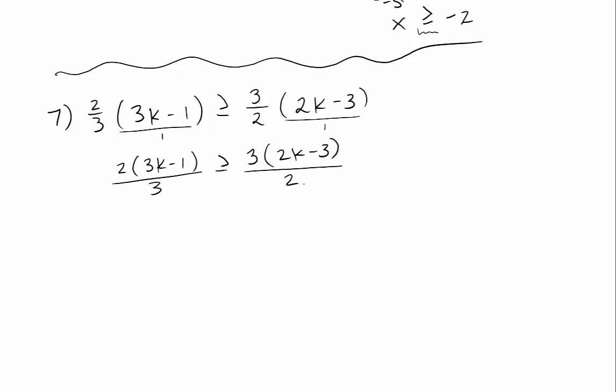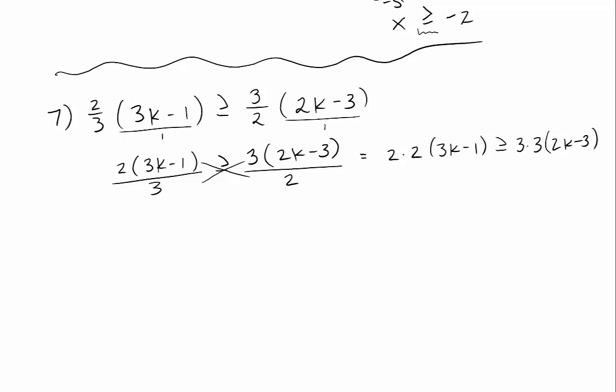And if you remember from before, we could cross multiply. And so what my equation would then look like would be 2 times 2. I'm cross multiplying these two. So 2 times the 2 times, I haven't distributed yet, maybe I should have, but it's okay. 3k minus 1. You could distribute if you want to first. And then I still have the greater than or equal to sign. And then I have 3 times 3, and then 2k minus 3.